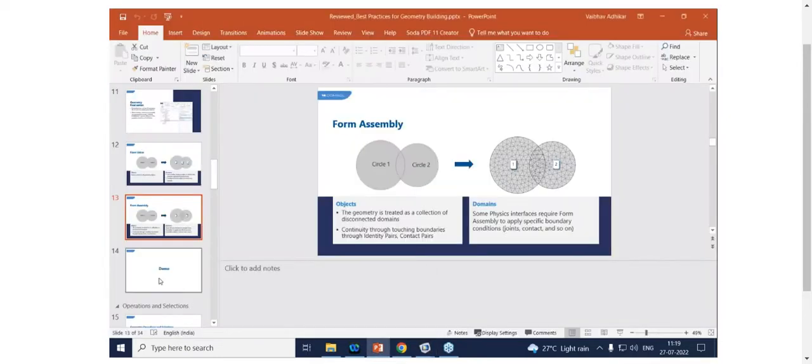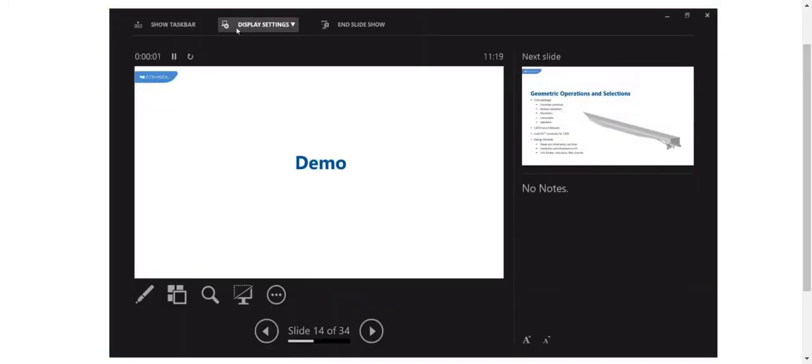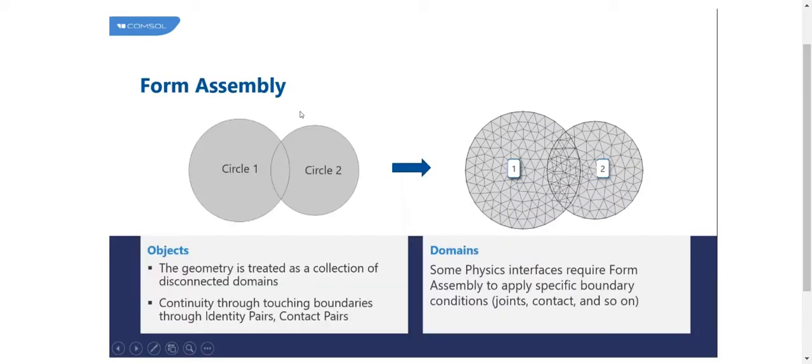So let me go back to my demos presentation. I hope this part was clear. If I once again recap this section, form assembly is preferred when you are going to have relative motion between the two domains. If not, you can go with the union operation.